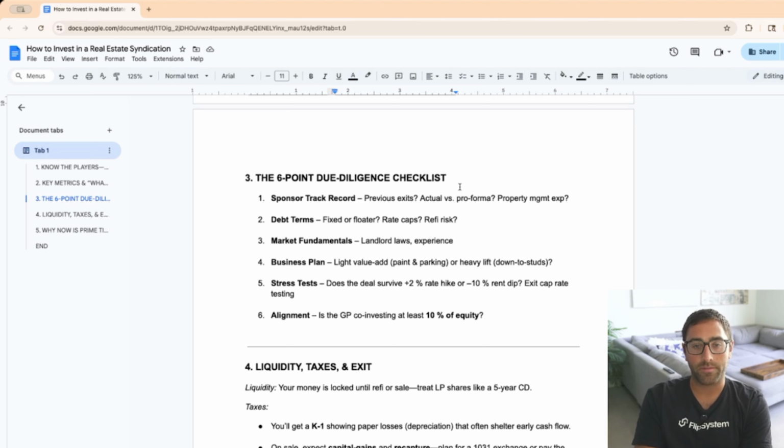Number 3, market fundamentals. The city they're buying the property in, and then also the zip code fundamentals.